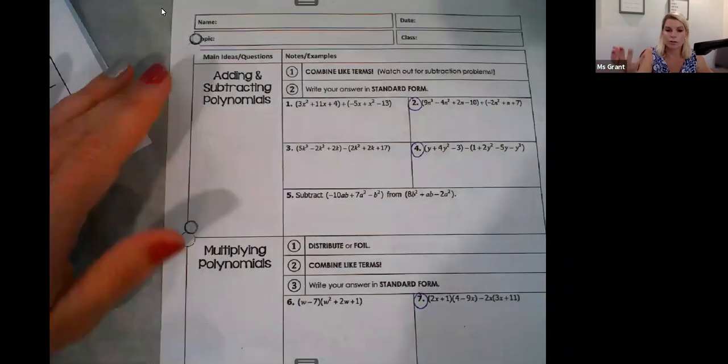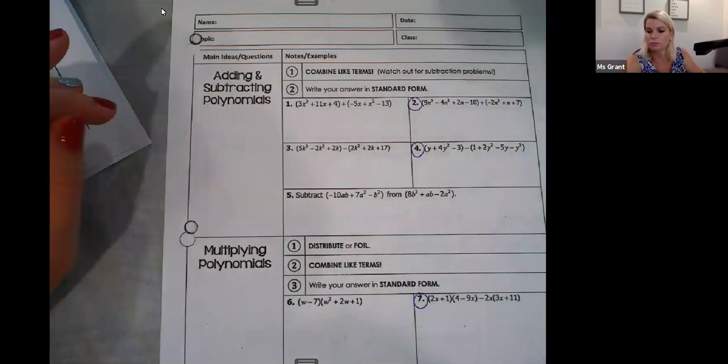Turn the page. The numbers that are circled, you need to do on your own for homework.